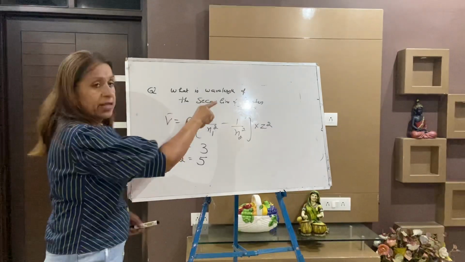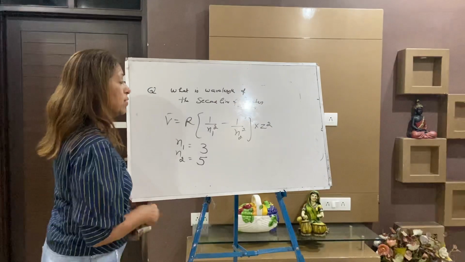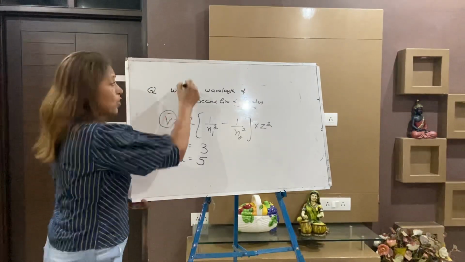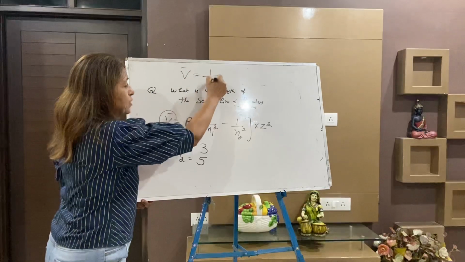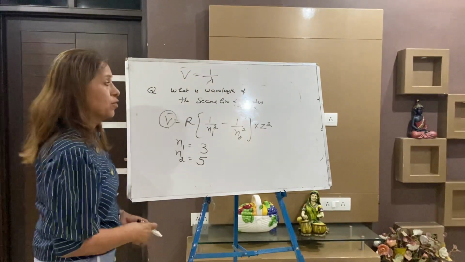It will be given in the numerical. Numerical is of hydrogen atom. If the question comes, calculate the wavelength, this is wave number that will come. You can convert your wave number. Wave number is equal to 1 by lambda. You make the reciprocal of wave number, it will come your lambda.